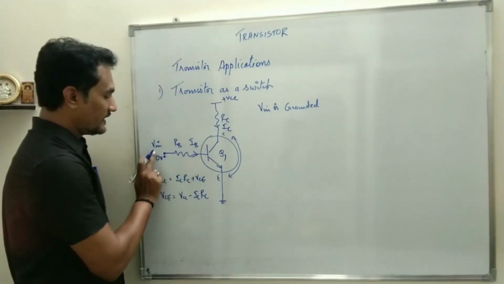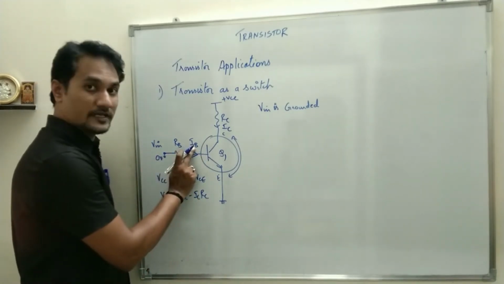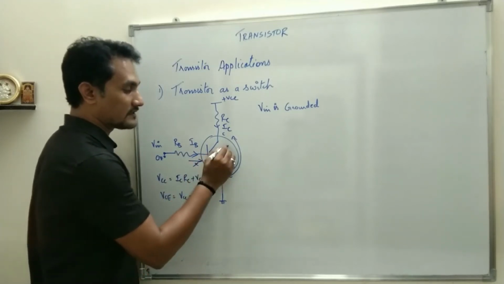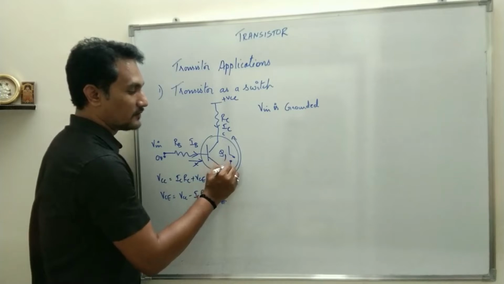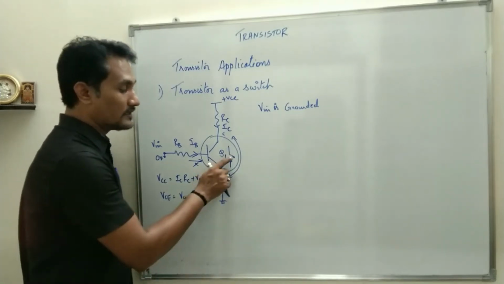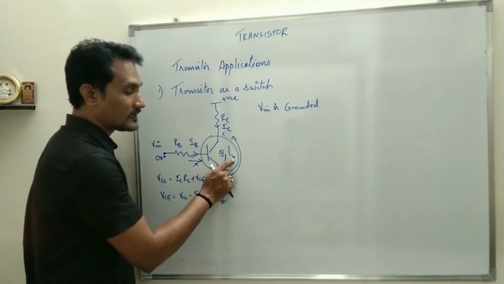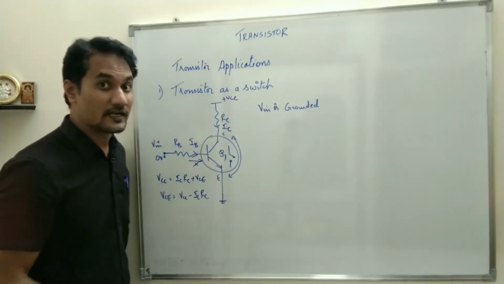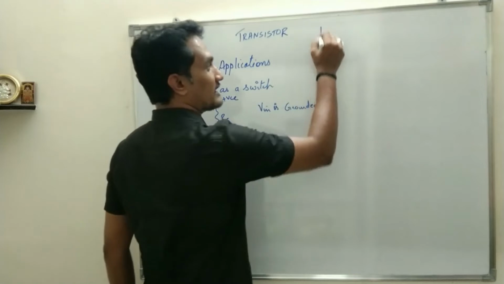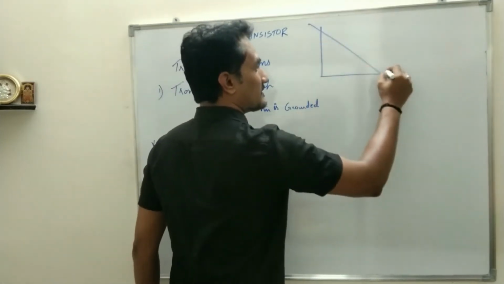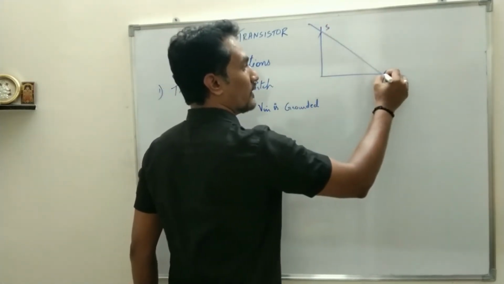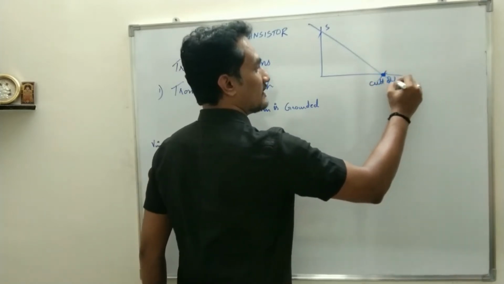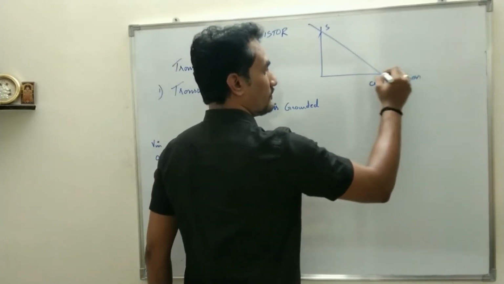Okay, so now when Vin is equal to 0, IB will be equal to 0. There will be no base current which will be flowing through the transistor. The transistor will be working as open switch, and when the transistor is working as open switch, no current will flow through the transistor. When no current is flowing through the transistor, this point is called as cutoff region.